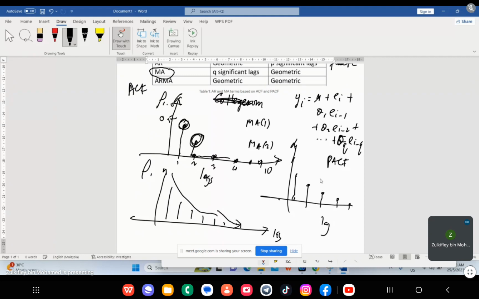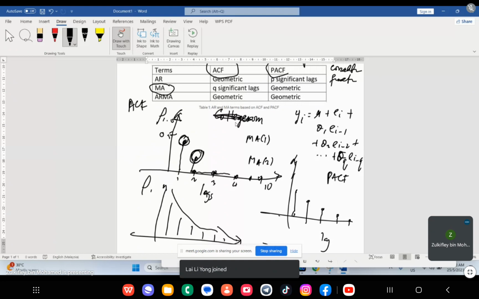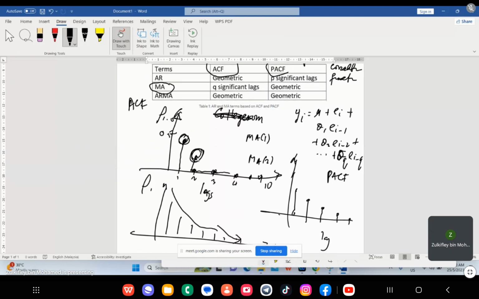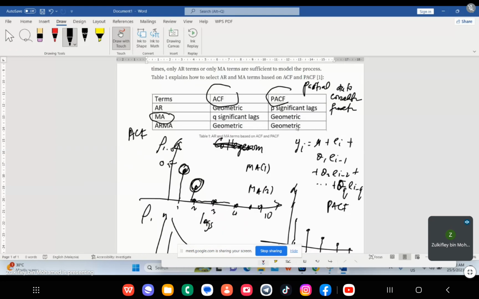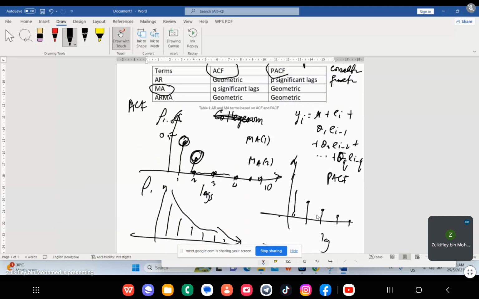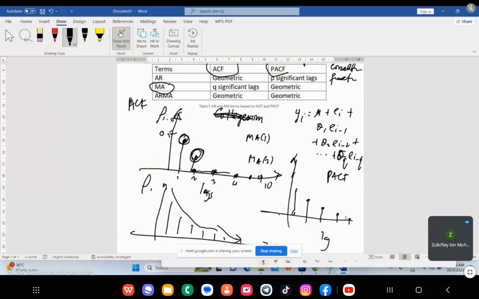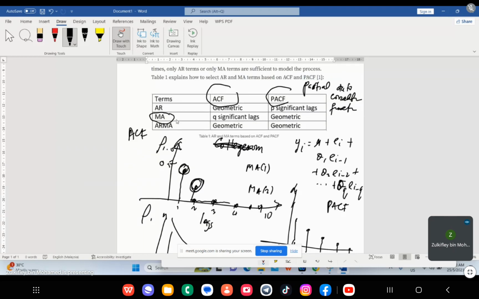PACF function. So dia ada dua. You plot, yang pertama you plot ACF, you jumpa dua palang. Dan bila you plot PACF, you nampak macam ni. Dia menurun. Makanya kita pilih MA model.